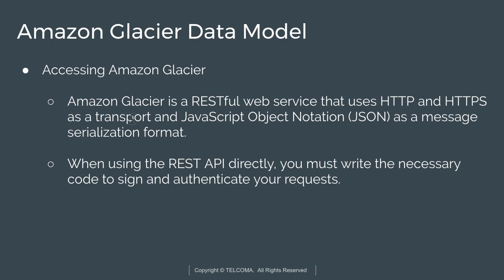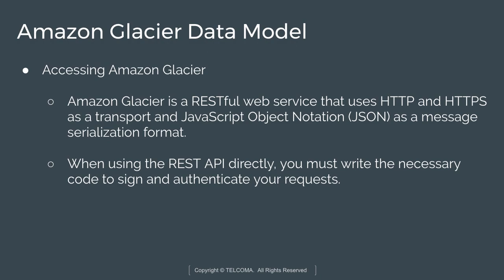That means Amazon Glacier is a completely RESTful web service which has HTTP and HTTPS as a transport, and it supports JSON as a message serialization format. When using the REST API interface directly, we have to write the necessary code so that we can sign and authenticate our requests.